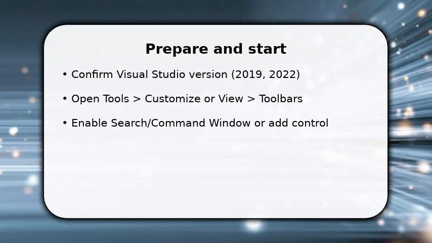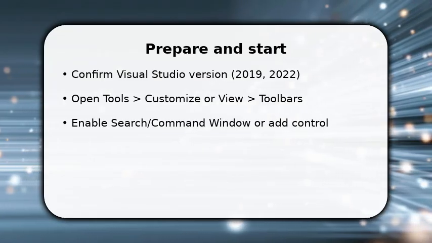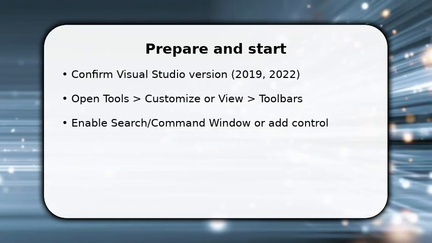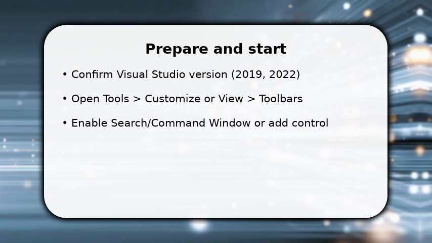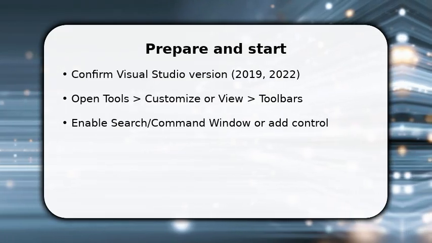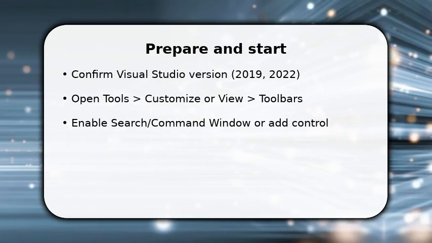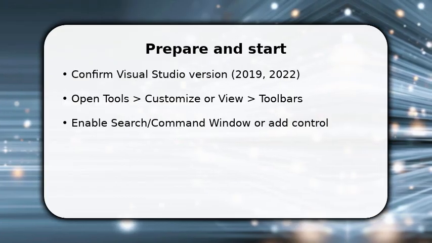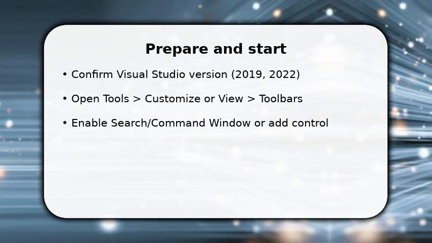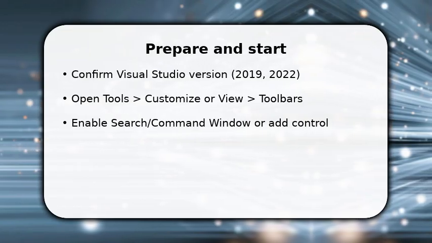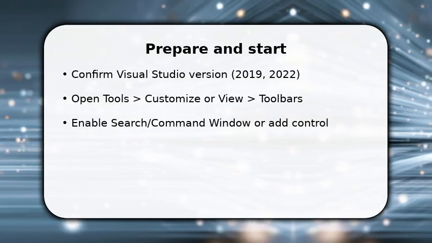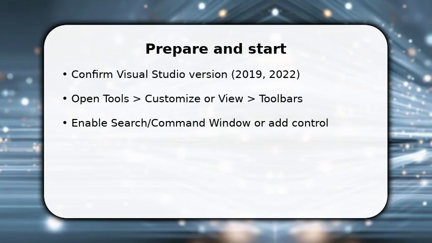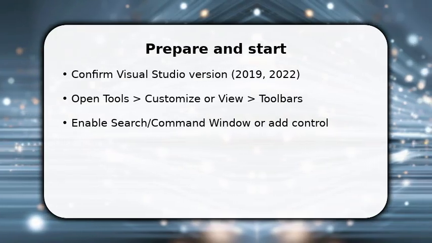You start by confirming your Visual Studio Edition and version so you know which UI options are available. Once confirmed, open Tools and choose Customize, or go to View and check Toolbars. You want to locate the search box or command window control in the interface list. Drag it to a visible toolbar. This gives immediate access and avoids unnecessary extensions. Make sure to save your window layout so the control persists across sessions.